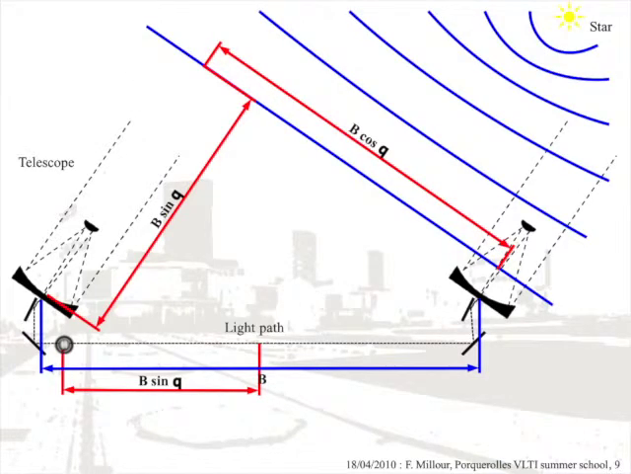So to recall again, you will have a lot of recalls in this summer school. When you have the star, you have the wavefront, which comes from infinity, so it's basically straight. When you have two separate telescopes, you have a problem of projection on the sky, which makes the coherent part of the light not just in the middle of your telescopes.